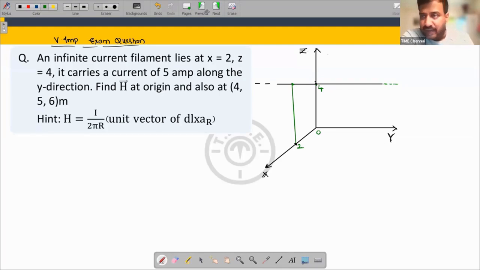On that line, X will never change, Z will never change. X is always 2, Z is always 4. So the line is in which direction, where X and Z are not changing? Along which direction will X and Z not change?